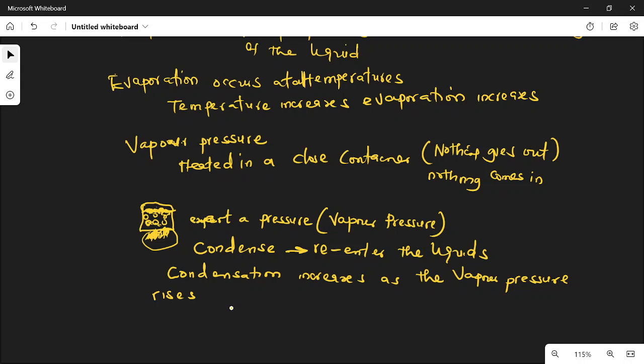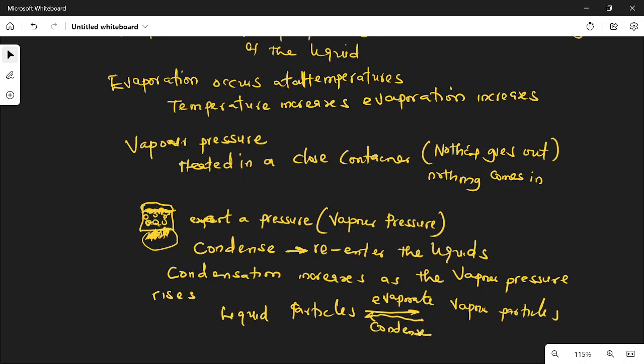Don't forget, it's just like a reversible reaction because it is in a closed system. When it is a closed system, when A turns to B, B can also turn to A. So we can have something like this: our liquid particles, when they evaporate, we have our vapor particles. And when the vapor particles condense, we have our liquid particles.